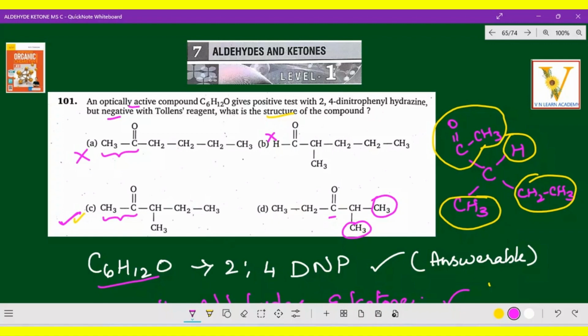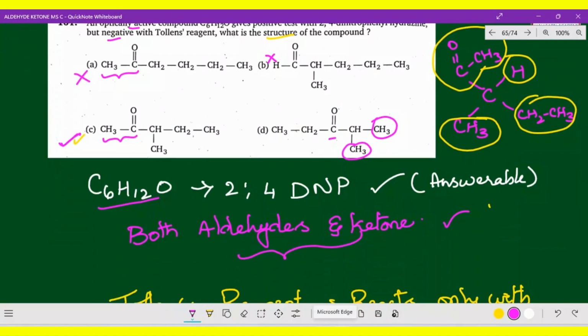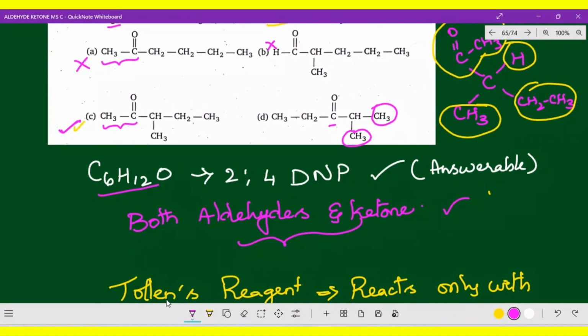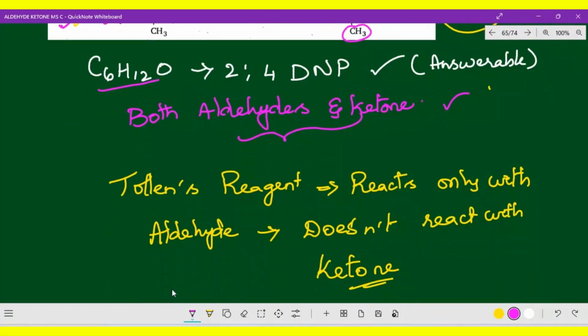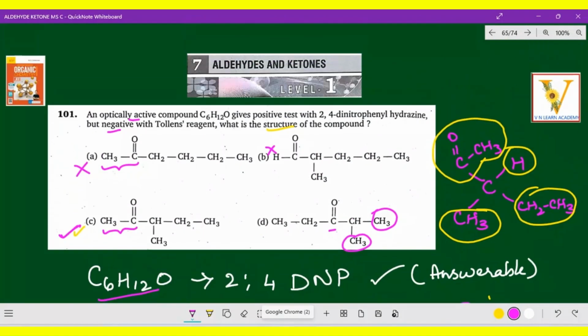Come on, let's go to the next question. Even you will come to know the trick also. The 2,4-DNP will be answerable for both aldehydes and ketones, and in the same way Tollens reagent will be answerable only for aldehyde. It does not react with the ketone. So these are all the main points to note down. At once you will get that idea when you know the short tricks, right?